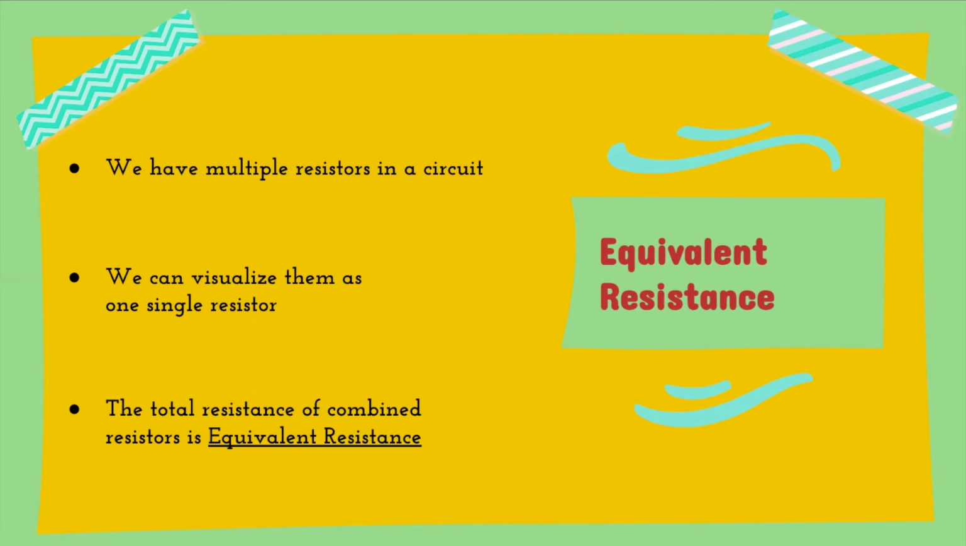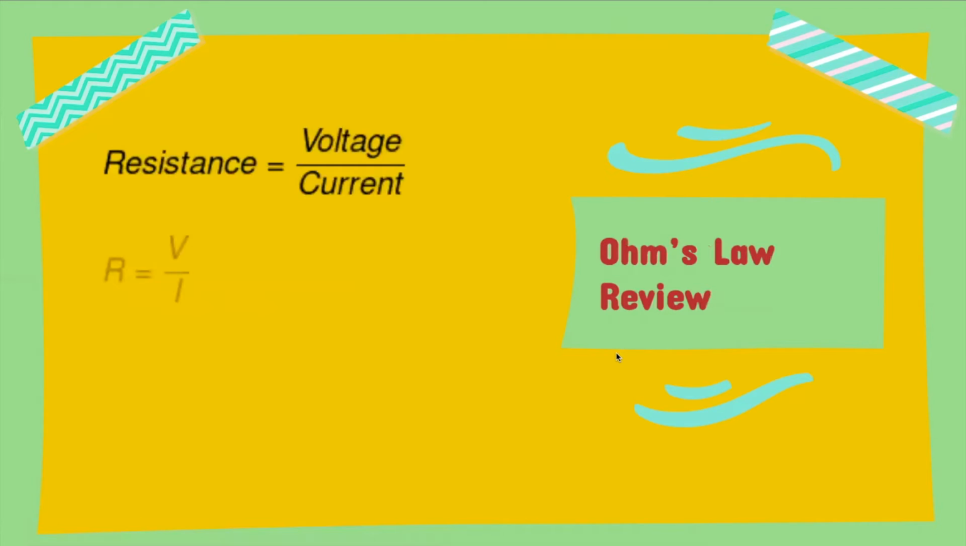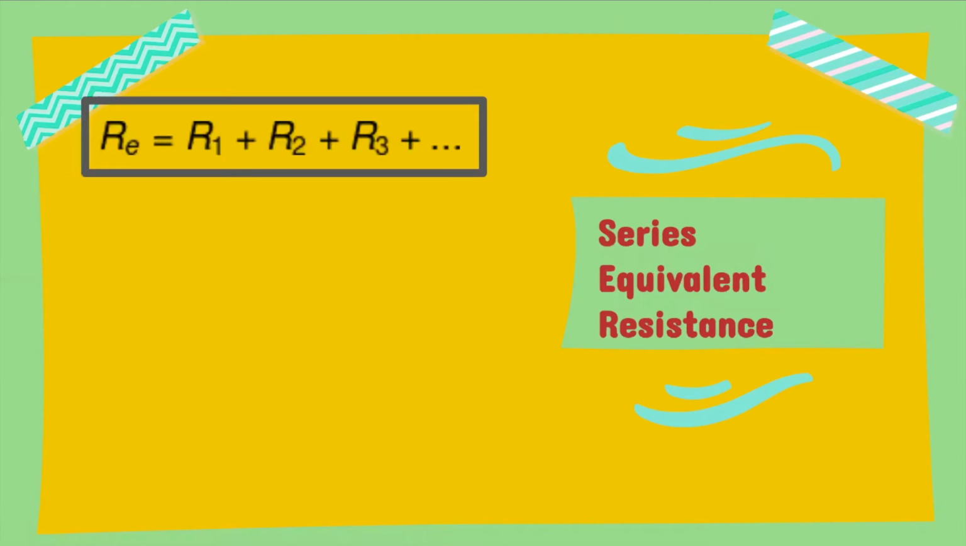So let's do the easy one first. Big fan of series equivalent resistance. So this is the first new equation to write down. Your series equivalent resistance is equal to the sum of the individual resistances.